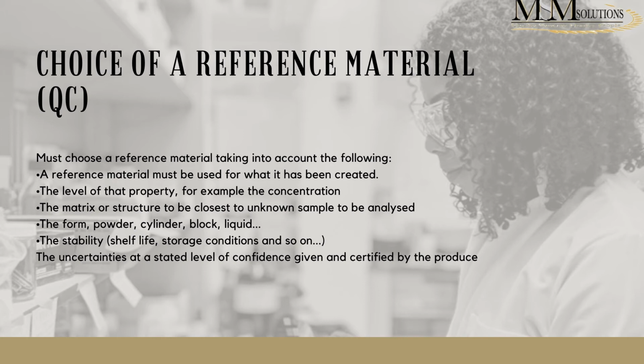You also need to look at the matrix or the structure of your unknown and choose a QC material that is as close as possible to your unknown sample. This ensures that whatever the QC material information is giving you, you can easily relate that to your unknown. So if it's not the same structure, not the same form, how do you then make it speak to your unknowns?